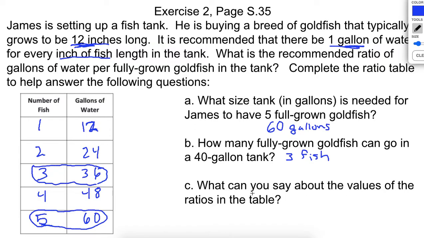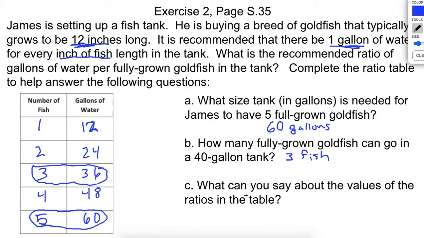Again, what can you say about these values? All of these would reduce down to 1 to 12. If we divided each of these by 2, we'd get 1 to 12. If we divided each of these by 3, we'd get 1 to 12. Divided each of these by 4, we'd get 1 to 12. And each of these by 5, we'd get 1 to 12. So these are all equal ratios.